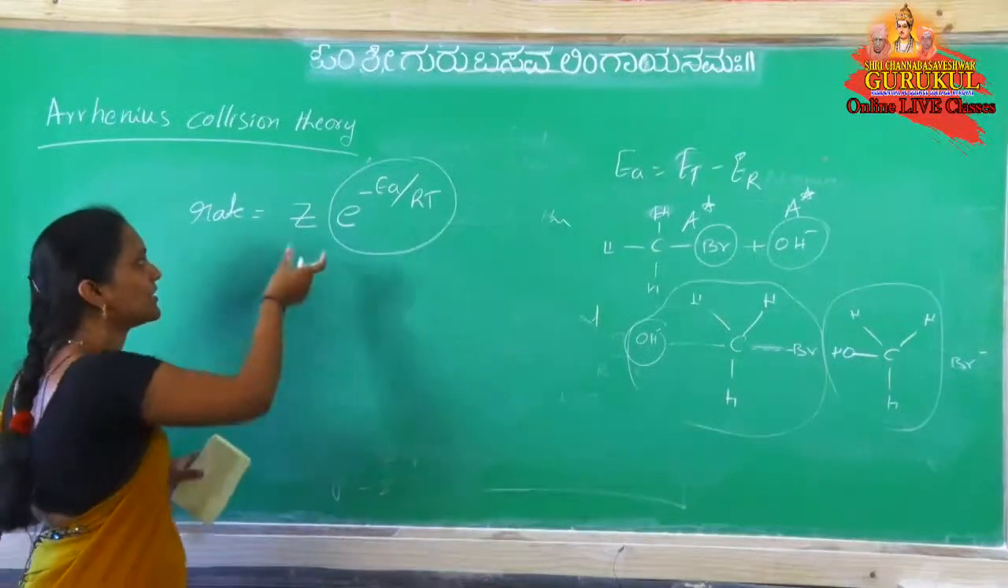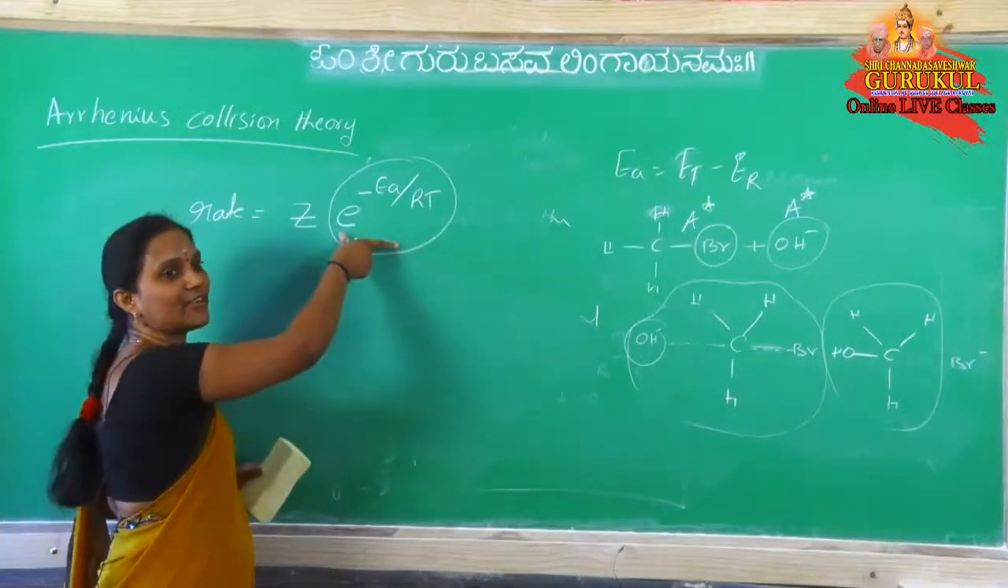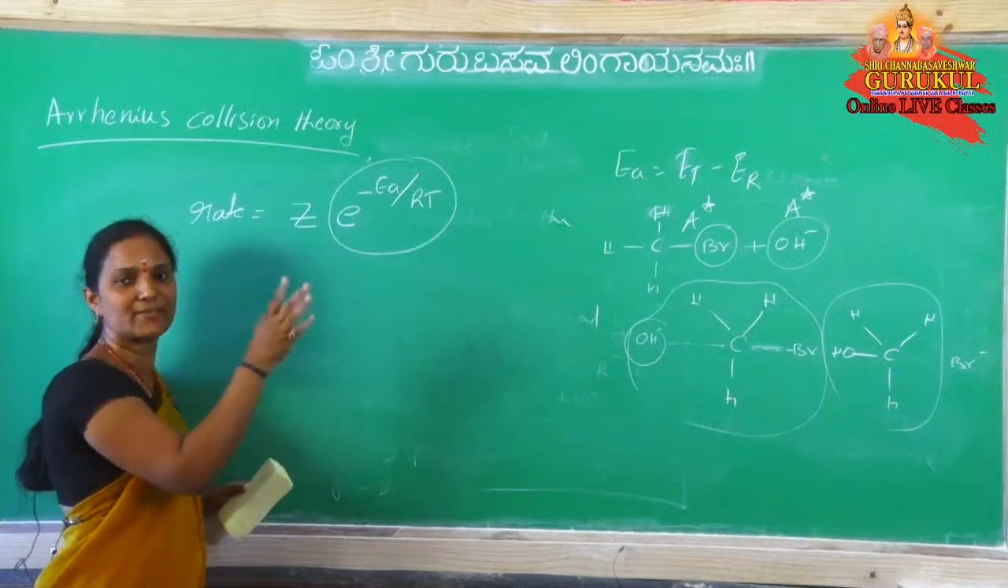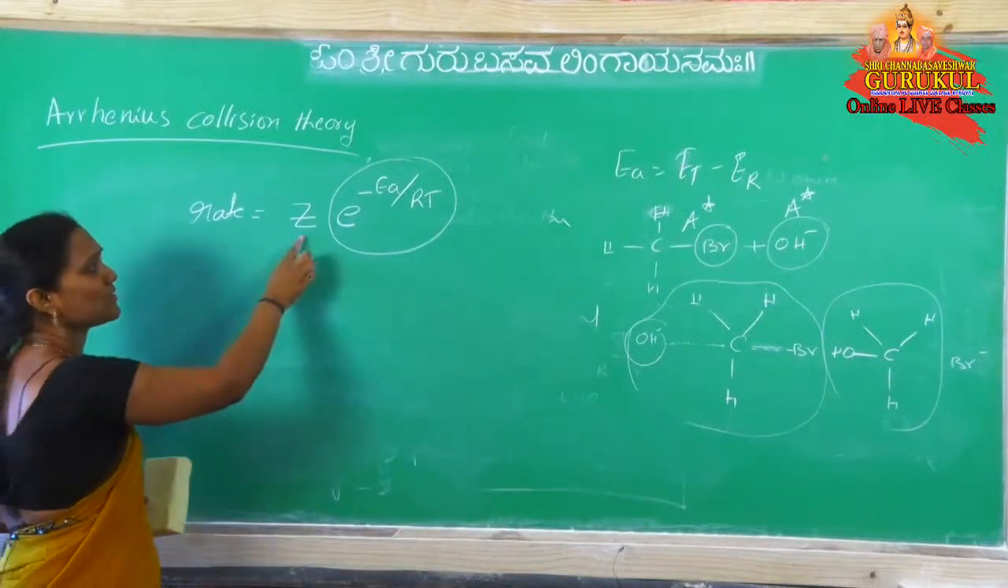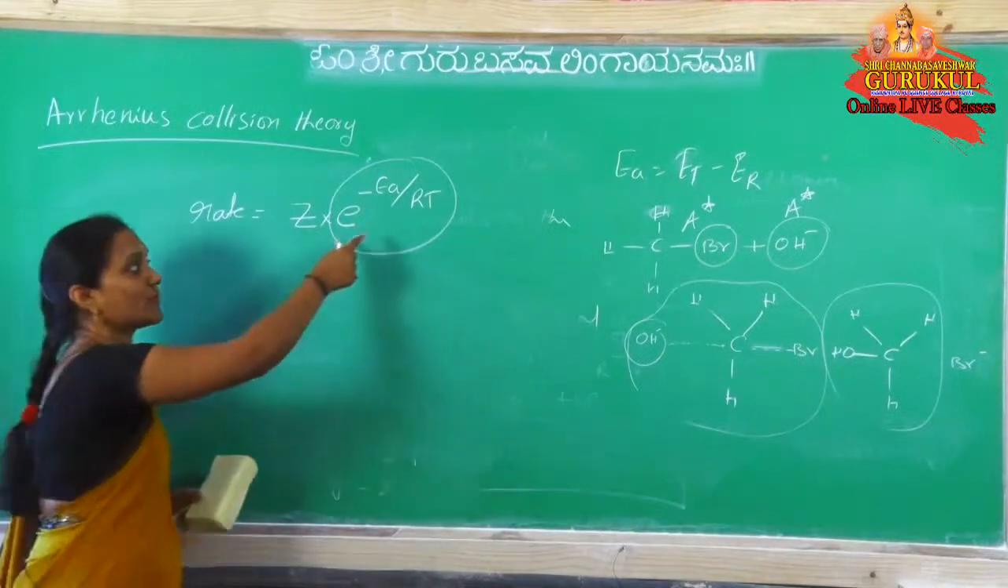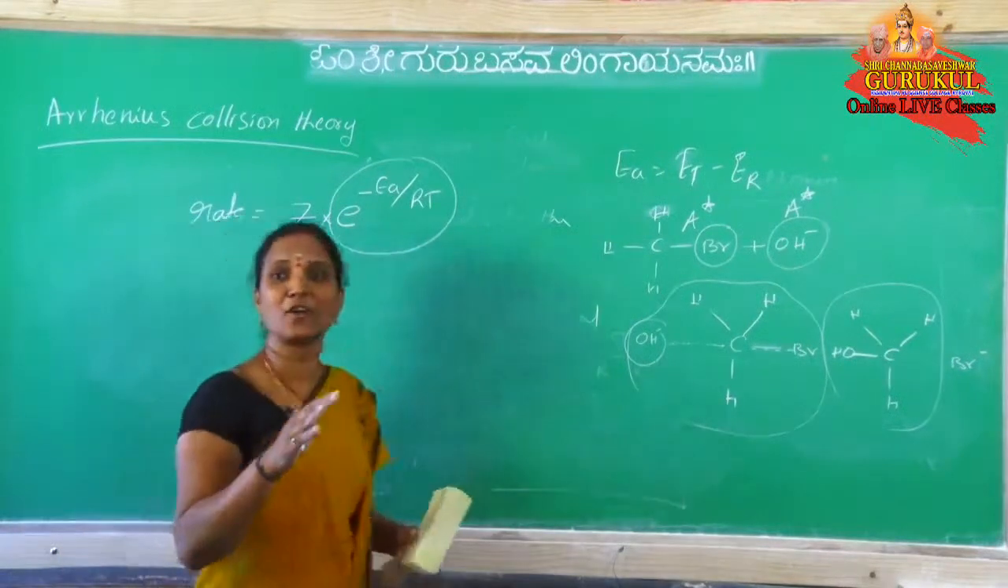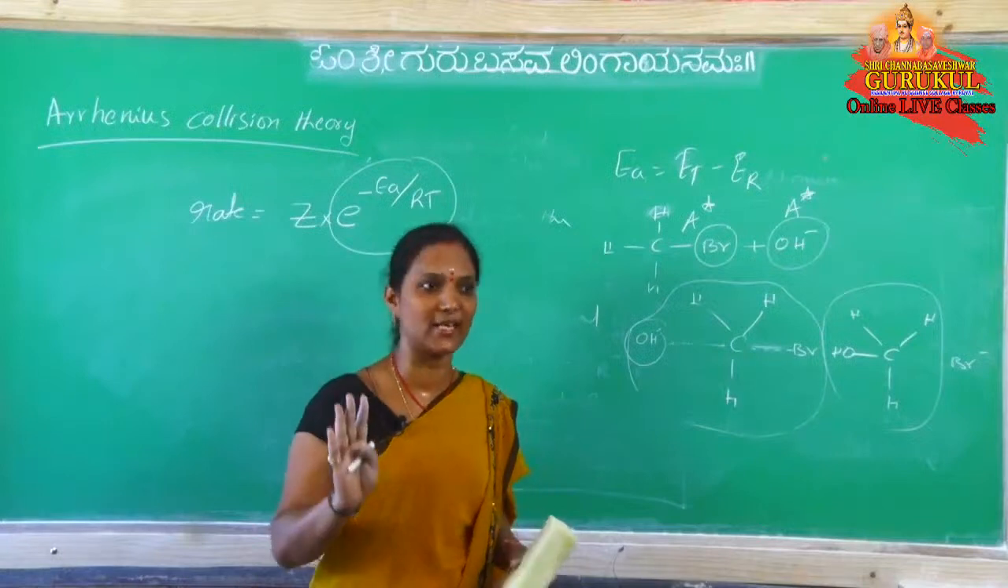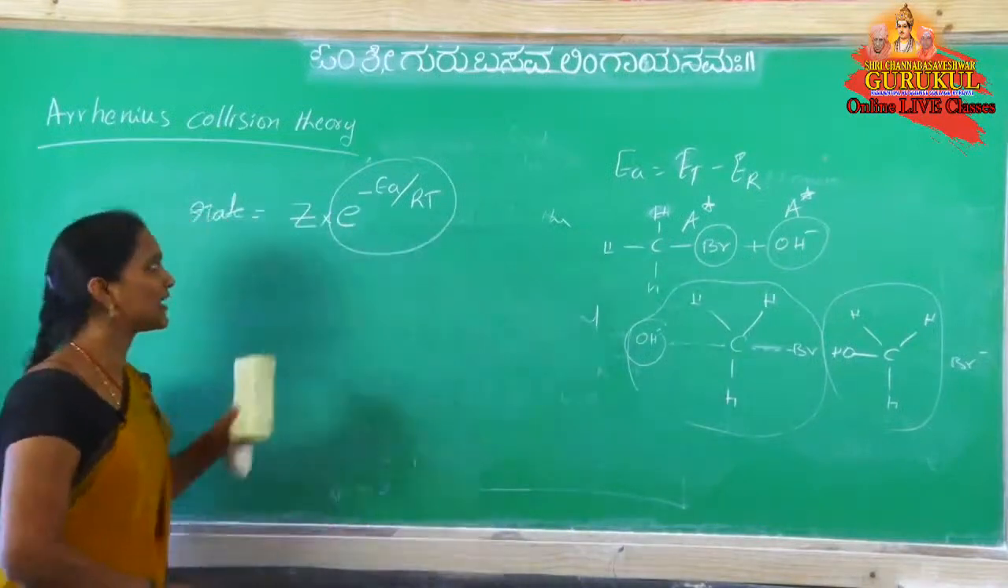So rate depends on this number of collisions with activation energy. So rate is equal to Z into e power minus Ea by RT. This is called the Boltzmann factor. It is nothing but the fraction of molecules with activation energy.